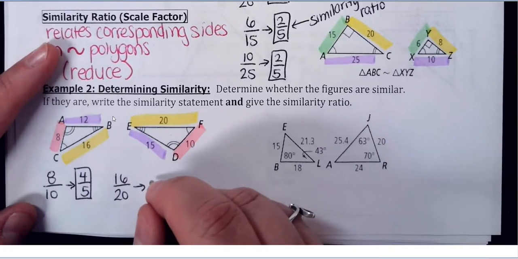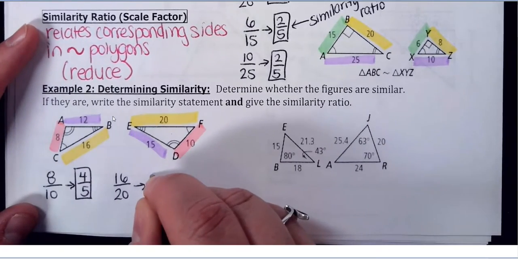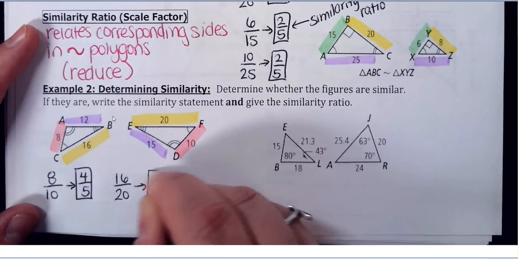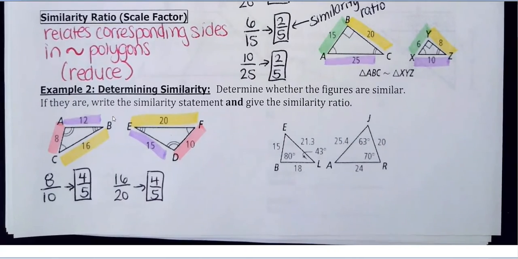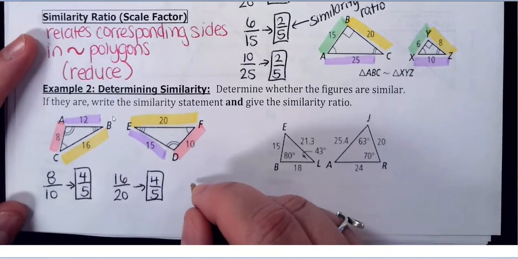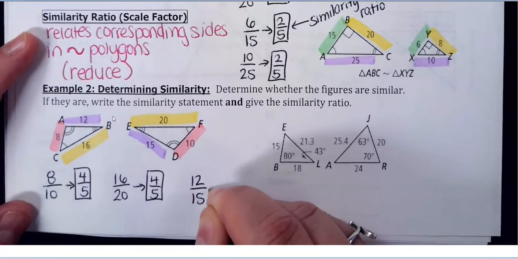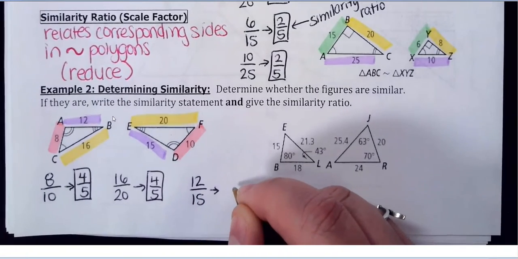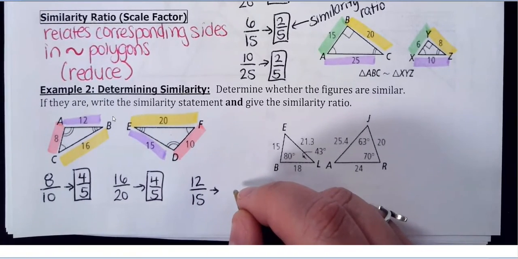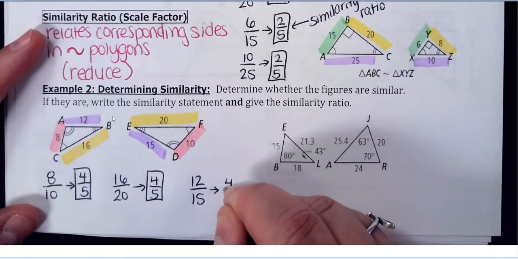And those are both divisible by 4. So this is also 4/5. So far this is looking good, but all the sets of sides have to be in proportion. So I've got one more set to check, which would be the 12 and the 15. If I reduce that, both of those are divisible by 3. So this, yep, this is also 4/5.